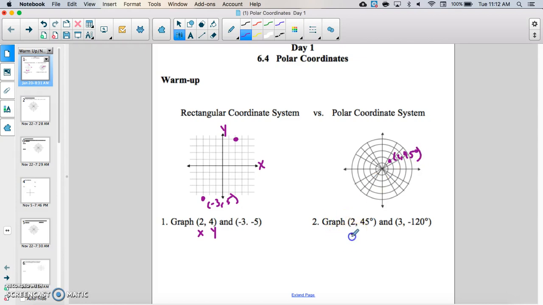What these stand for: 2 is my radius, so 2 is my r, and 45 is my theta. So r, we call our directed distance. I think about it as my radius. And theta is our directed angle. So for example, 3, -120, you're going to count out to 3. So 1, 2, 3, and then we're going to go in the negative direction. So we're going to go -120 degrees. So we're going to hit about here. So that would be the point 3, -120.